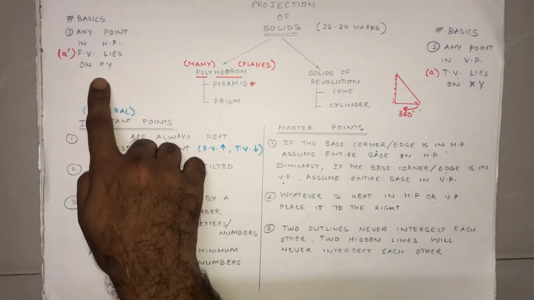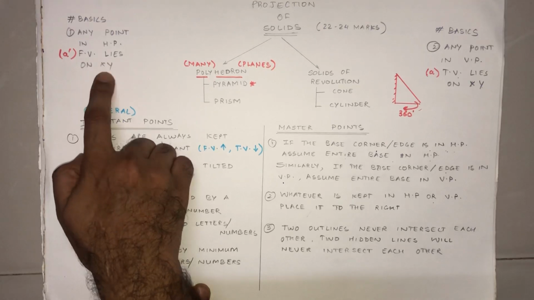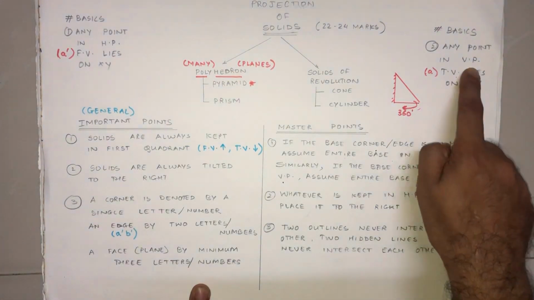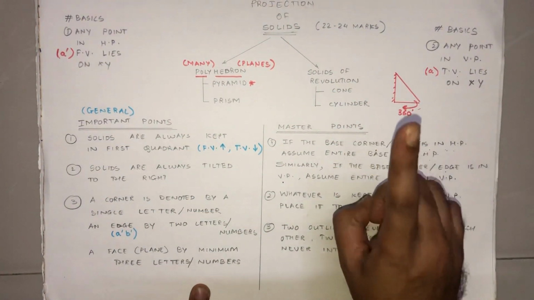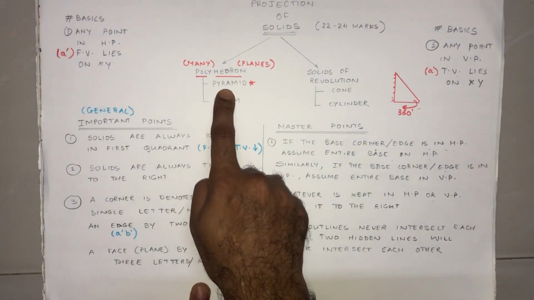Quickly revise some basics. Any point in the HP, front view lies on XY, HP is horizontal plane. Any point in the vertical plane, top view lies on the XY. This was covered in our first lecture of projection of solids. We're going to talk about a pyramid right now.